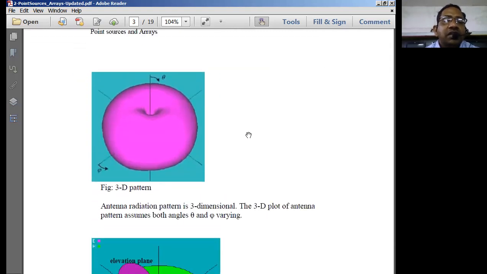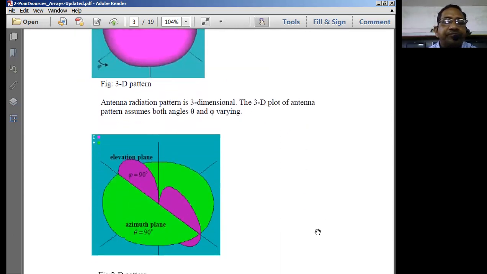Now if you see this, this is going to be a 3D pattern, where theta and phi both are varying. So this is theta, and we normally get a cone kind of structure here. And this entire round shaped thing is going to be a 360 degrees radiated pattern, where phi normally varies from 0 to 360 degrees, and theta is varying between 0 to 180 degrees. So here it is nothing but a three-dimensional plot for the pattern of an antenna.